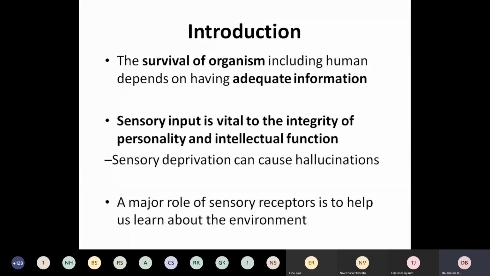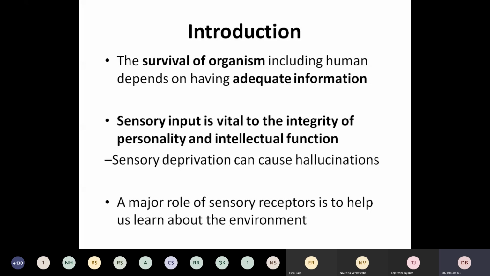So where are you getting this information from? From the external or internal environment. This sensory input is very important for the integrity of personality and intellectual function. If you are not receiving this sensory information from the environment, the surroundings, it can lead to hallucination. So what is the role of the receptor?